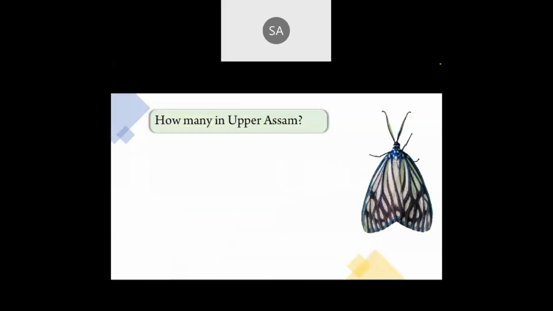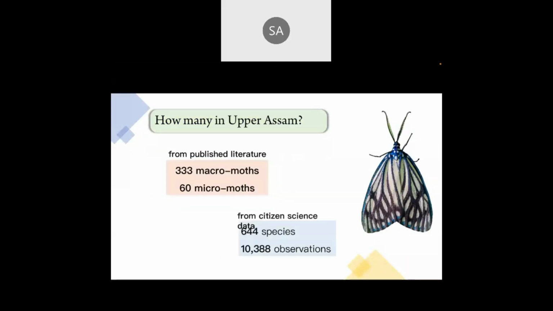So next, how many in Upper Assam? From published literature, we have published around 333 macromoths and 60 micromoths from Upper Assam, basically from the Digboi area. From citizen science, we have uploaded around 644 species. You all can find them in iNaturalist.